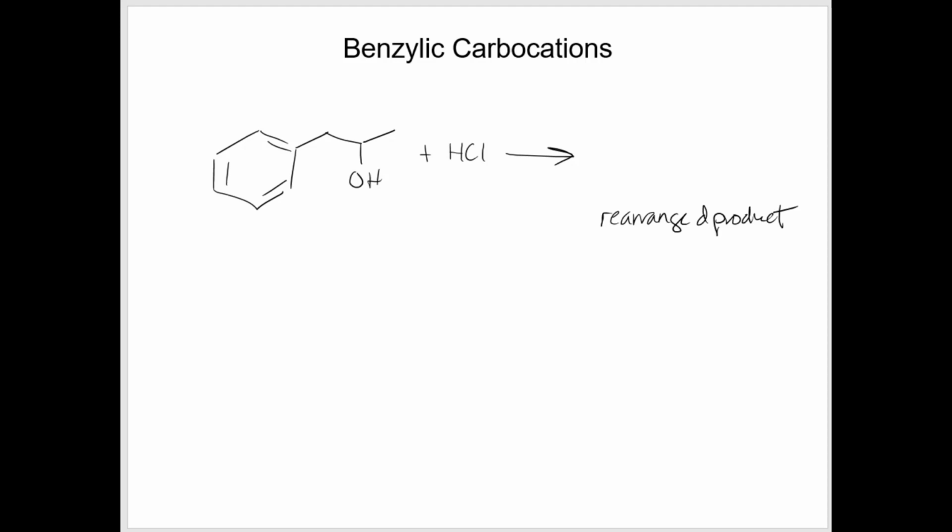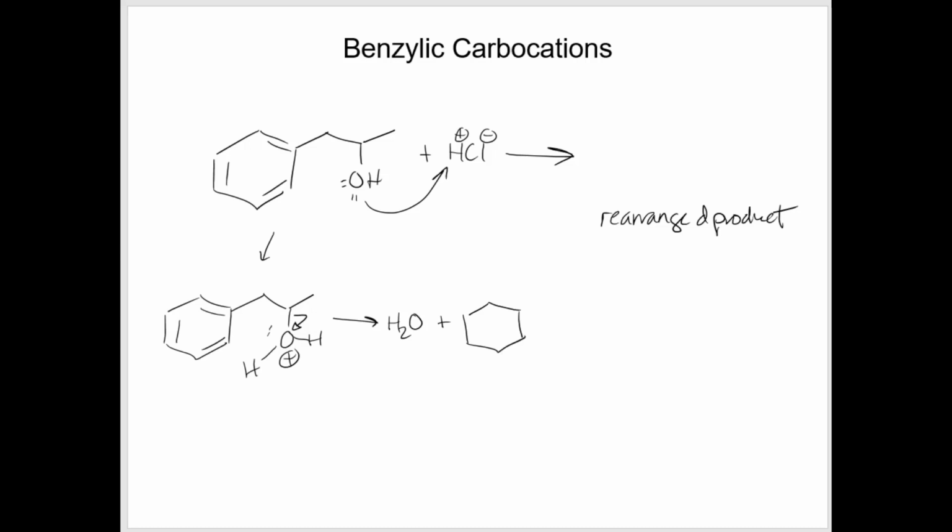And what would the rearranged product look like? Well, I would take my alcohol, my OH, and I'm going to protonate with H plus, form my oxonium ion. Then I'm going to break the carbon-oxygen bond and form water, and form this carbocation. Now, I could shift this hydrogen over and do a 1,2 hydride shift. And if I did that, I would now put the plus charge on that carbon.